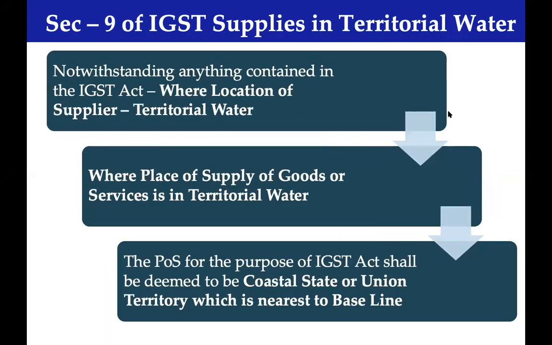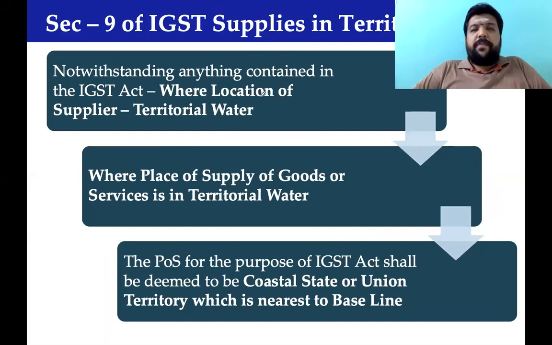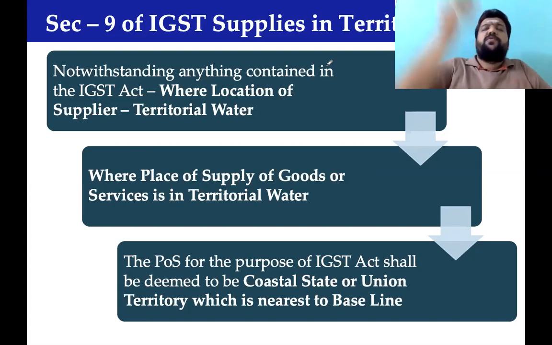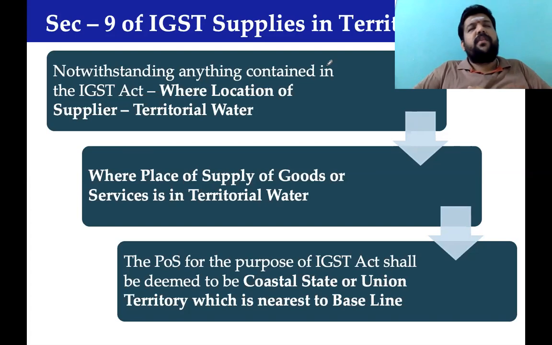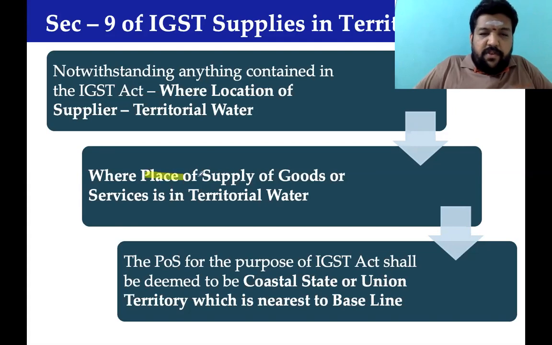Sometimes some services are provided by the suppliers in territorial waters. It does happen. What do we mean by this? Take some situations where a supplier of goods or services should go and drop some goods in the territorial waters. Sometimes a service provider from the domestic should go and do some services to a ship which is anchored in the territorial waters. In those situations, one doubt will come. How to determine place of supply? So this is applicable only for that kind of discussion where the place of supply of goods or services is in territorial waters.